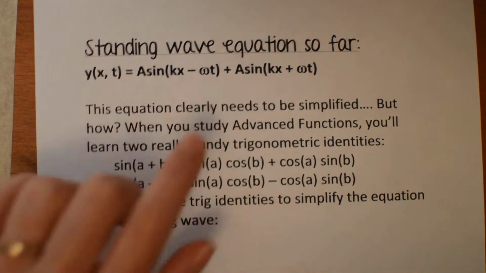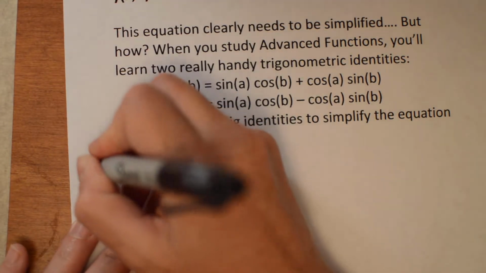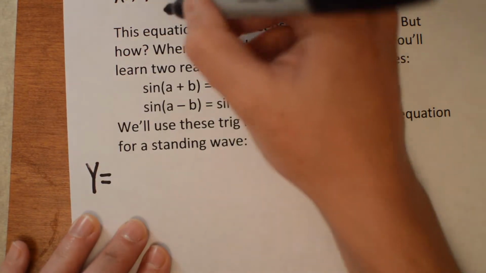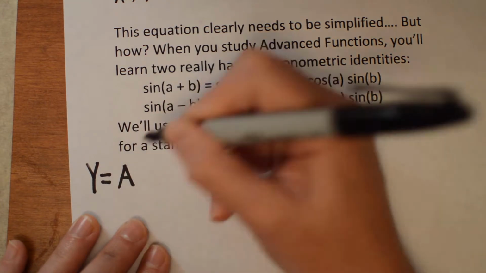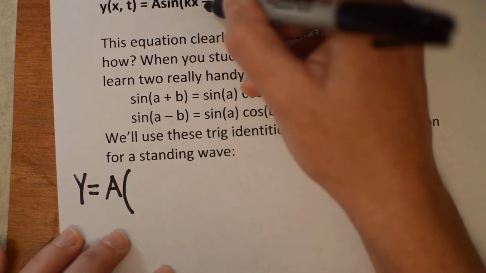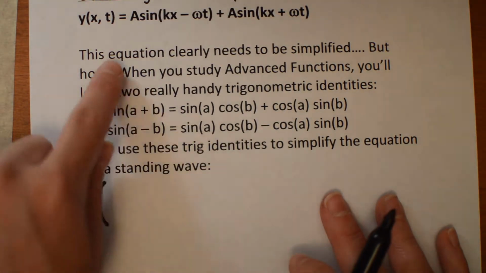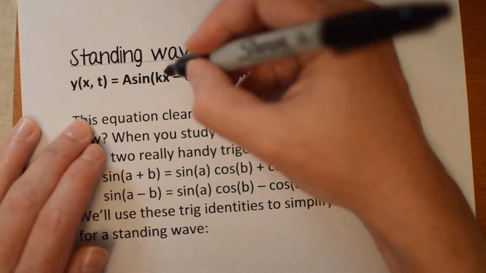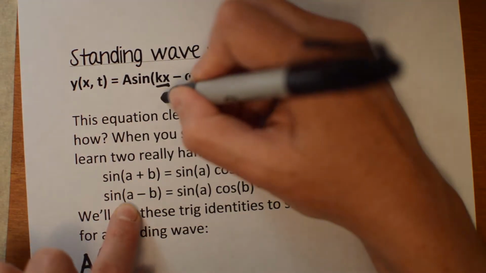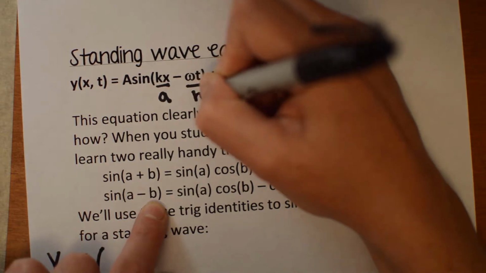Okay, so our first one, this is going to get really big and then it'll get small in a minute. So here's our standing wave, big Y, is equal to A times, oh my goodness, okay. I'm going to put big brackets here. Sine of kx minus omega t. So I'm going to use this second trig identity first. So the kx, that's like the a here, minus b, which is the omega t.